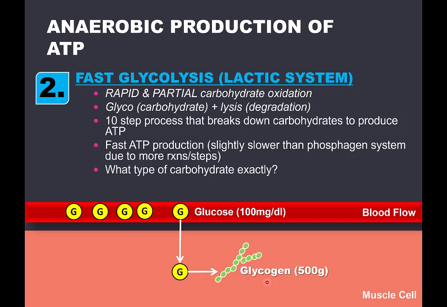So technically speaking, glucose 6-phosphate is the fuel used by the lactic system to produce ATP. And again, glucose 6-phosphate can be derived from glucose or glycogen. This is why glucose and glycogen are your muscle's carbohydrate fuel sources, because they are a source for glucose 6-phosphate, which again is the starting point for glycolysis. More on this in a bit.